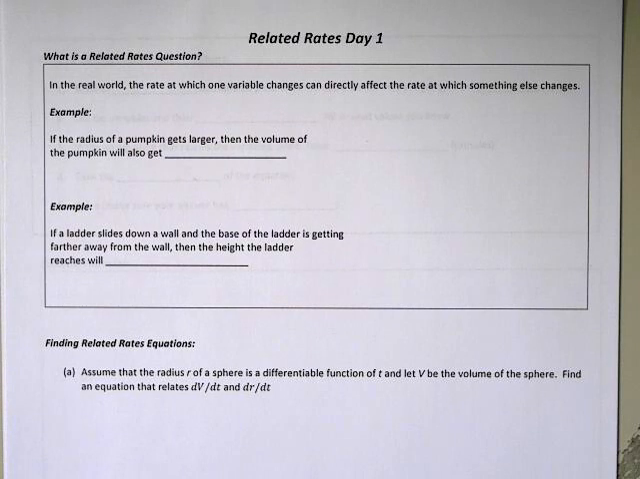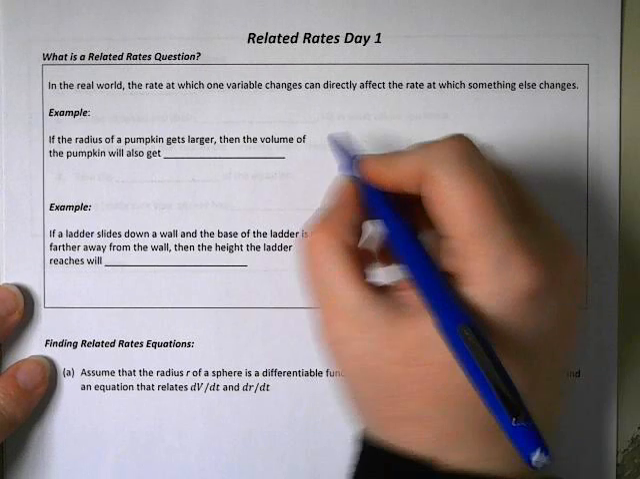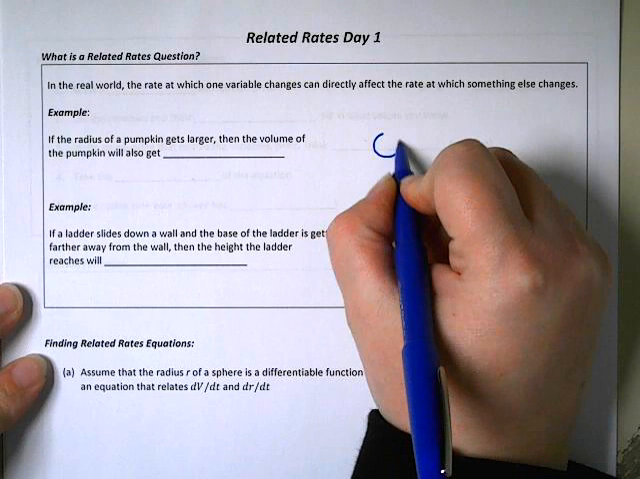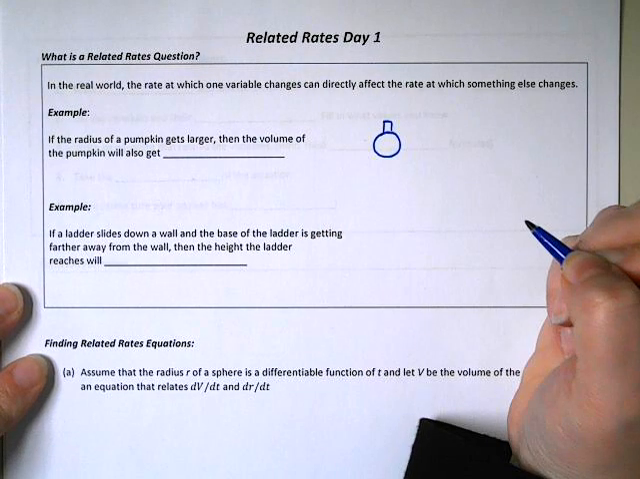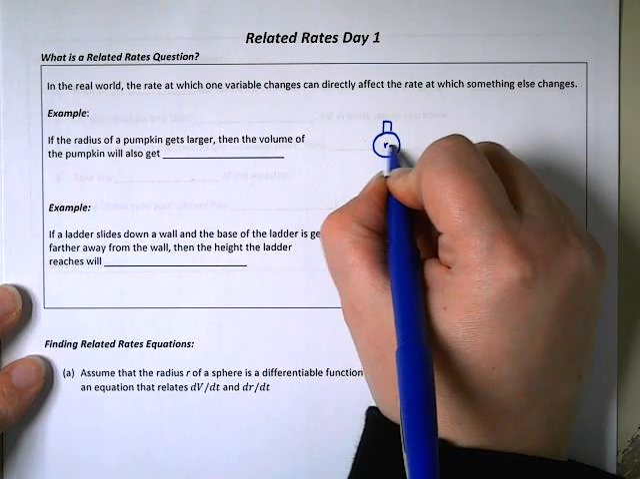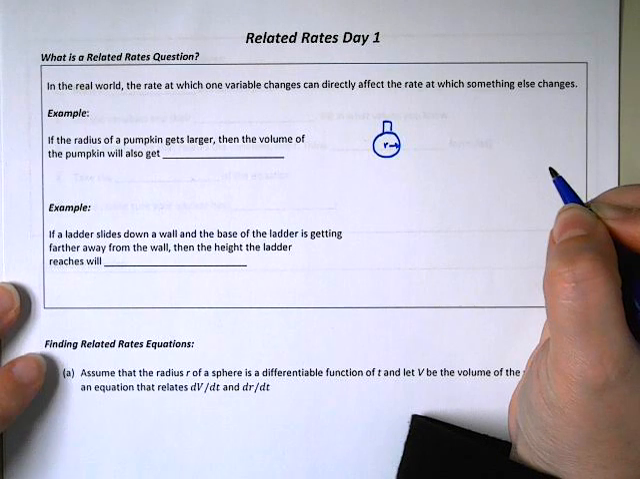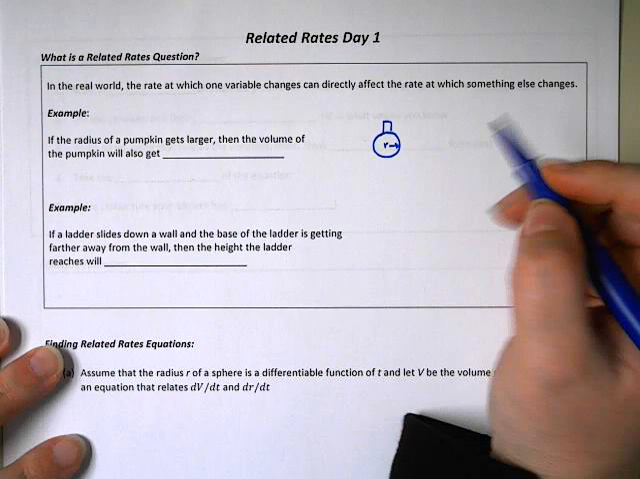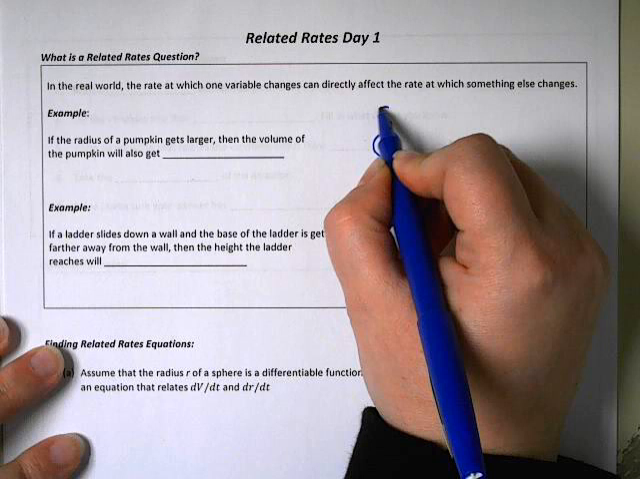So let's talk about what a related rates question is. In the real world, a rate at which one variable changes can directly affect the rate at which something else changes. So let's look at what that really means. If the radius of a pumpkin gets larger, so let's say we have this pumpkin over here, and we've got this radius r, and we're saying that it gets bigger.